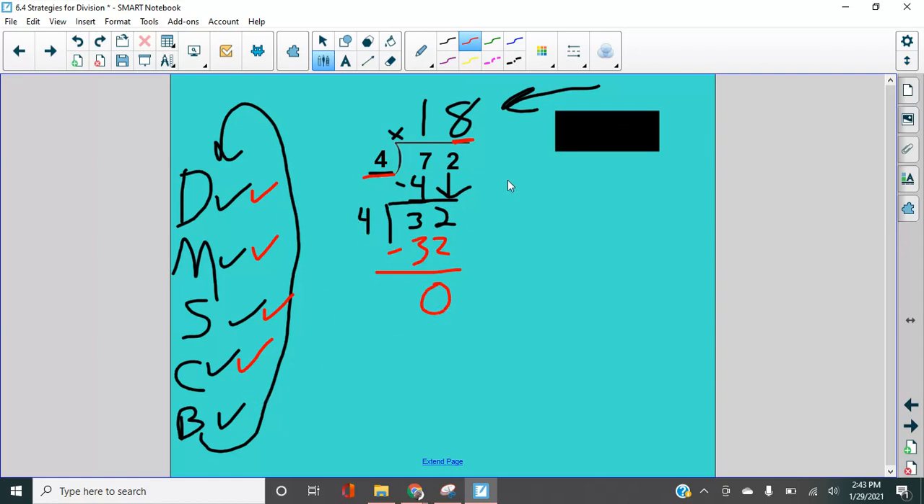B stands for bring down, but there's no more numbers to bring down. This is when you are done. When there are no more numbers to bring down. So our answer is 18. Okay, does McDonald's sell cheeseburgers? Divide, multiply, subtract, check, and bring down.